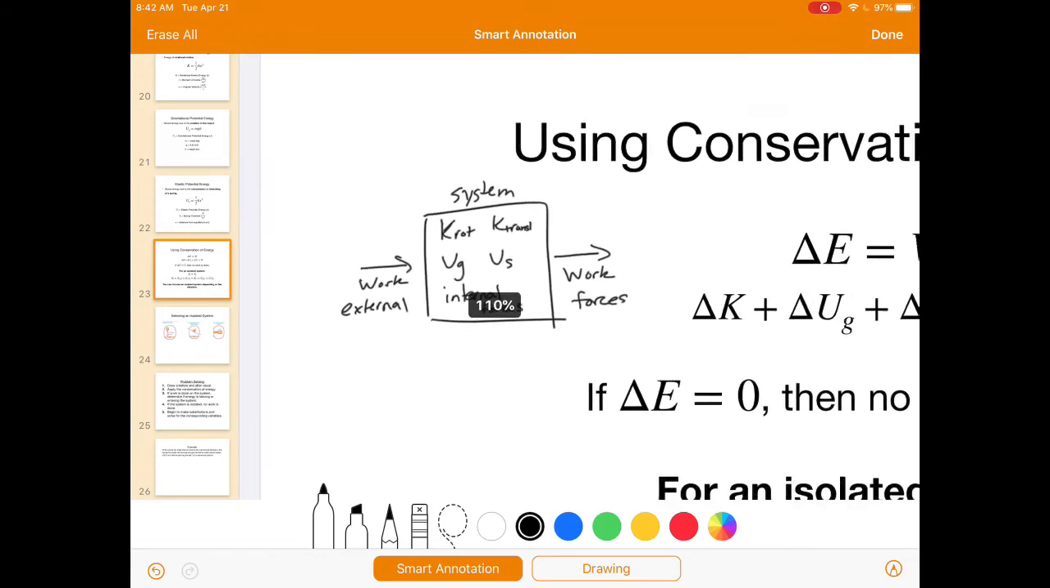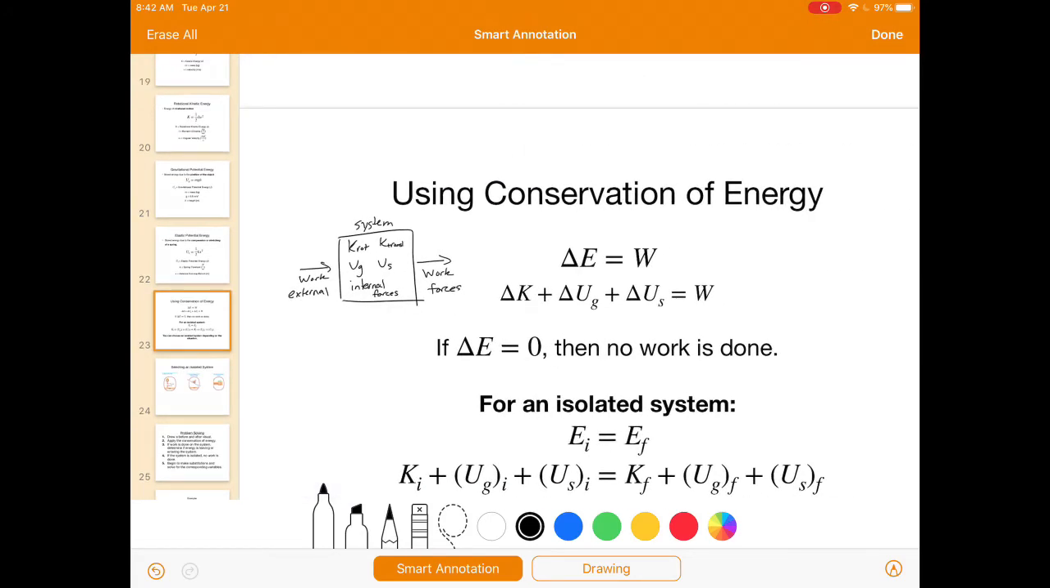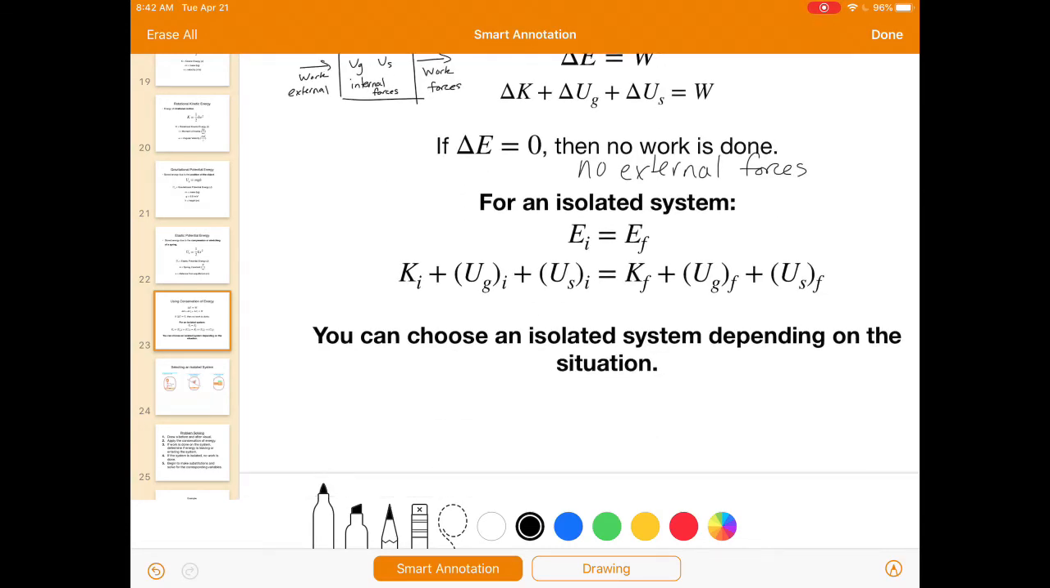All right? Now, if there are no external forces, well, then no work is done. That's an ideal situation because then I don't have to solve for work. Luckily for us, guys, we can make it that way if we pick the right system. So for an isolated system, the energy at the beginning is going to be equal to the energy at the end because the total change is 0. Now, does that mean that all of these energies are constant the entire time?